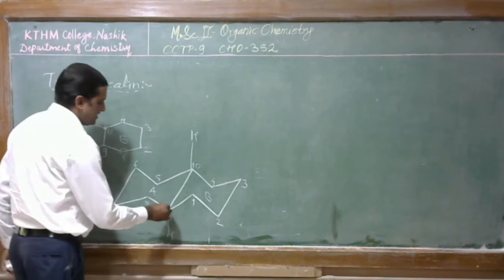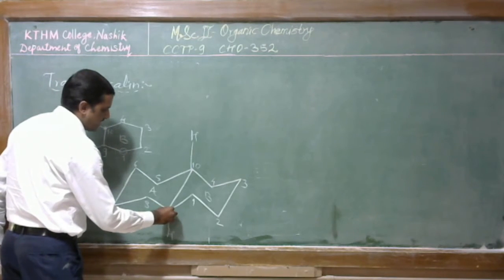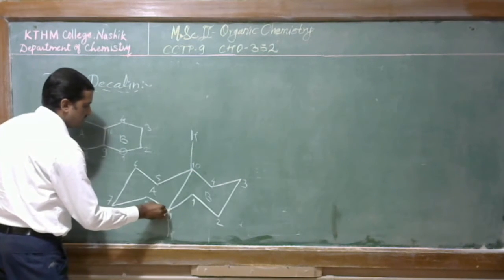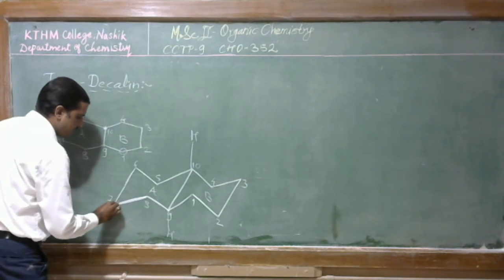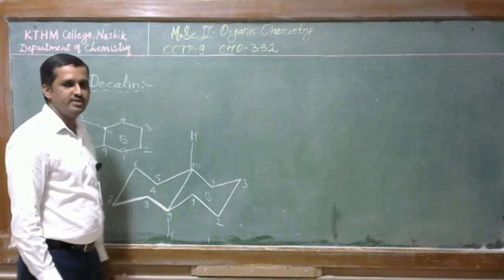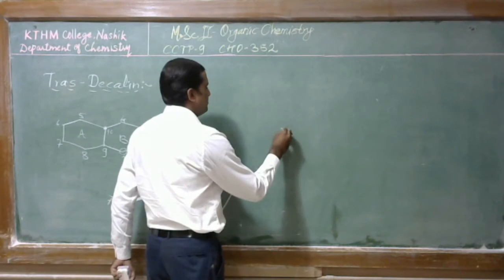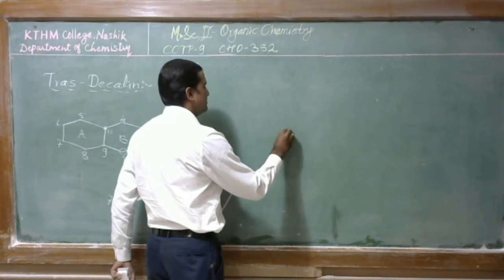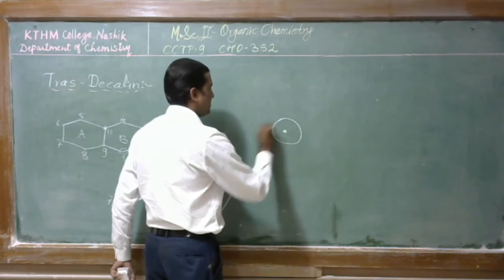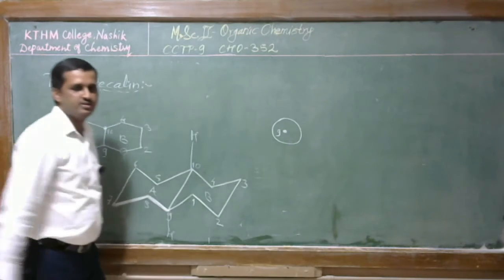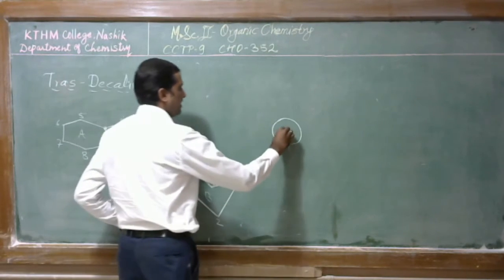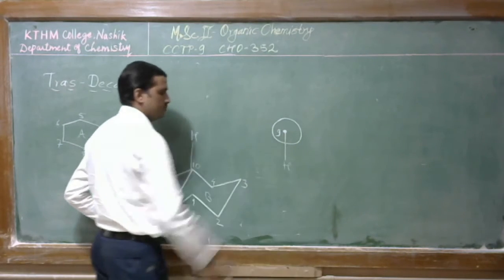While writing the Newman projection we must consider the front carbon atoms for this particular system: carbon number 9, carbon number 8 and carbon number 7. These are the front carbon atoms. So, while writing this Newman projection, I first draw here a dot which represents the front carbon atom, carbon number 9. This carbon number 9 has an axial downward direction hydrogen like this.